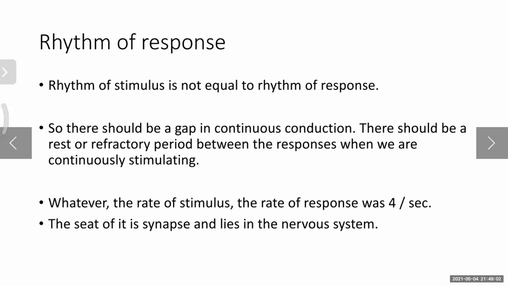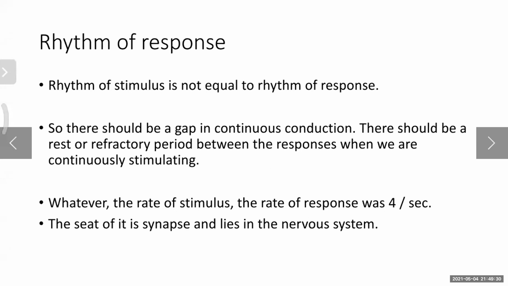But when he looked at the reflex pathway, he saw that the rhythm of stimulus was not matching the rhythm of response. Whatever the rate of stimulus, whether it was 5 times per second or 10 times or 100 times per second, he always saw that the rate of response was approximately 4 per second. Princey, I hope I'm right in my number. Yes, it is. Right. Okay, right.